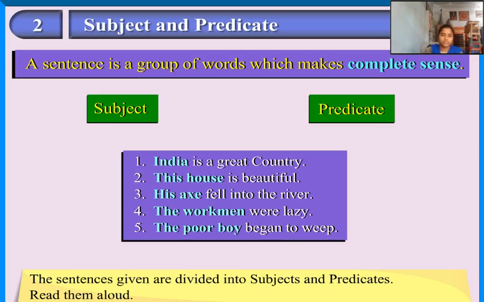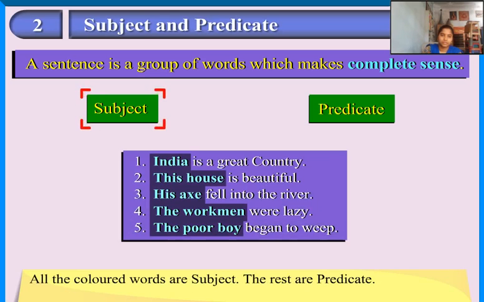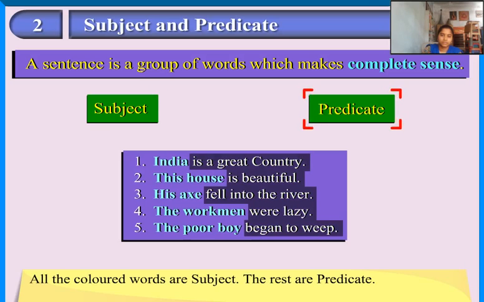Read them aloud. India is a great country. This house is beautiful. His axe fell into the river. The workmen were lazy. The poor boy began to weep. All the colored words are subject. The rest are predicate.